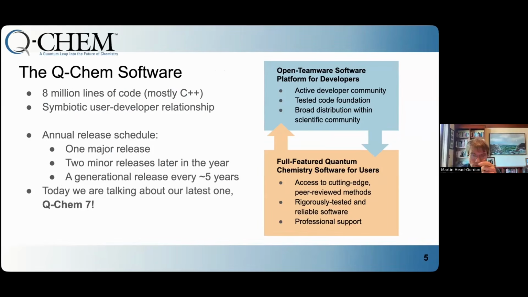So how does Q-Chem go about distributing the results of our development? Well, we typically do a major release once a year, somewhere between May and June. Then we'll do two minor releases later in the year with small additional features, bug fixes, and updates. And then about every 5 years, we have a generational release. So 2026 is a generational release year for us, and that's really why we're all here, Q-Chem 7.